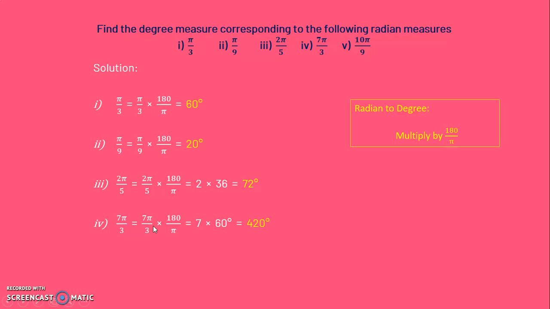7 pi by 3 into 180 by pi: pi and pi get cancelled, so 3 and 180 are cancelled with the table of 3, and the answer will be 7 into 60 degree, which is equal to 420 degrees. 10 pi by 9 into 180 by pi: pi and pi get cancelled, 9 and 180 are cancelled with the table of 9, the answer is 10 into 20, which is equal to 200 degrees. So to convert radian measures to degree measures, we multiply those radian measures by 180 by pi only.